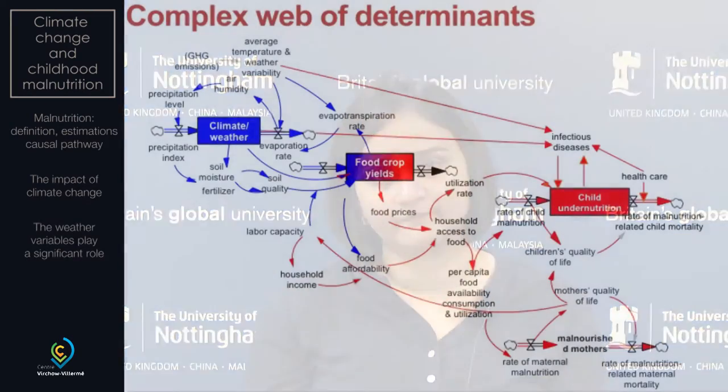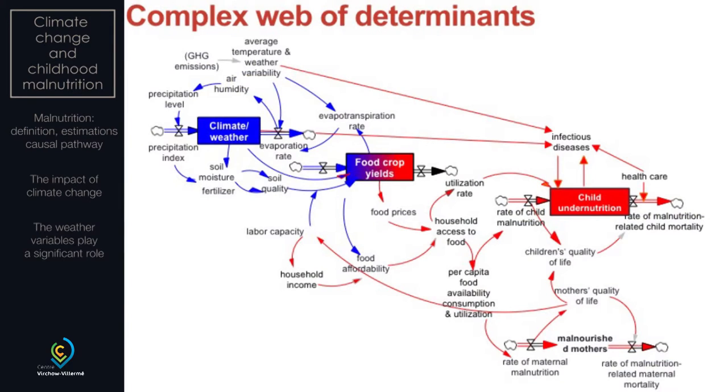So the main message from the literature was, of course, that malnutrition is a complex web of determinants which range from political factors, socioeconomic factors, health, demographic, and cultural factors, which basically interact dynamically and move from being determinants, confounders, to effect modifiers when it comes to the final outcome of undernutrition in children under five. But the main message was that apart from the household and individual factors, weather variables also play a significant role when it comes to determining undernutrition in children under five.